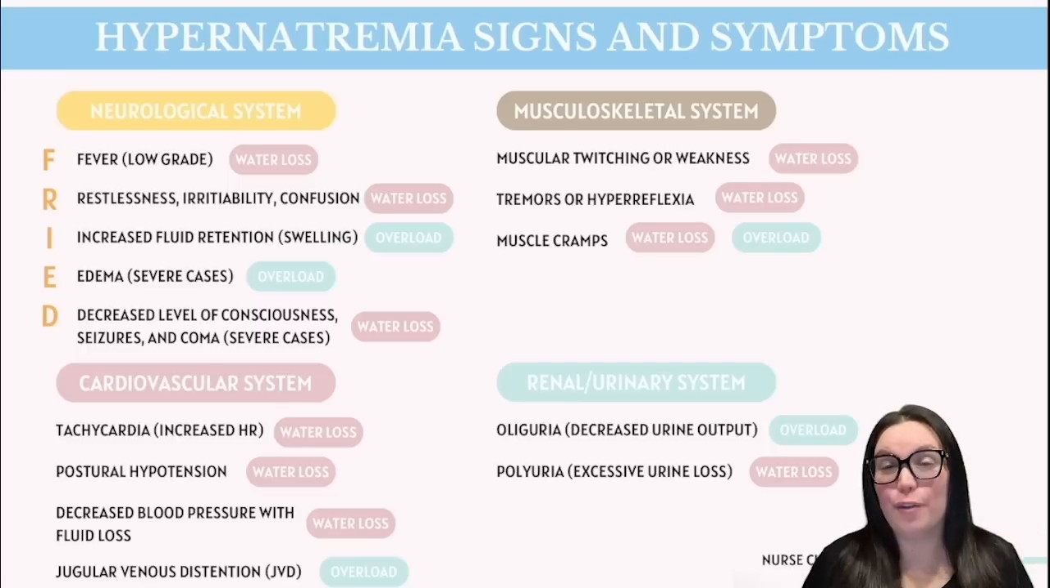On the other hand, in fluid overload, the kidneys might not be producing enough urine due to heart or kidney failure. That's going to lead to oliguria, which is a low urine output.